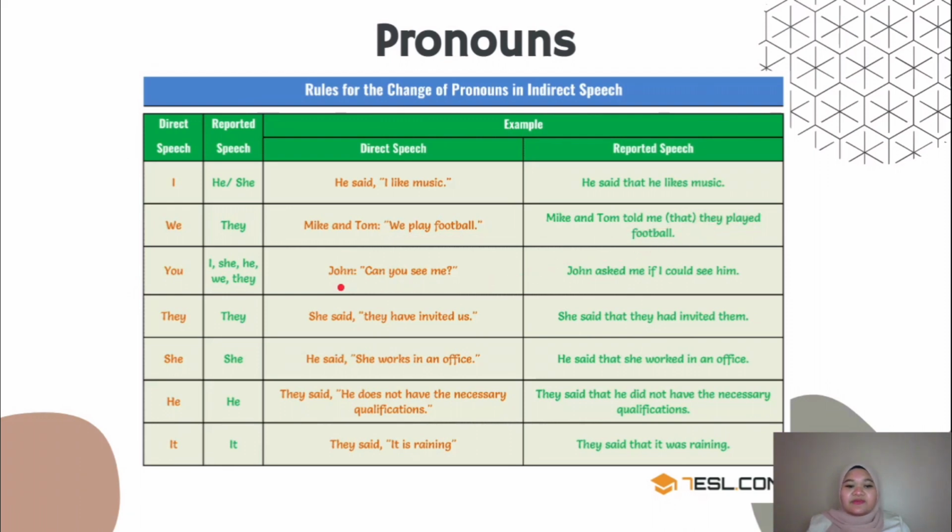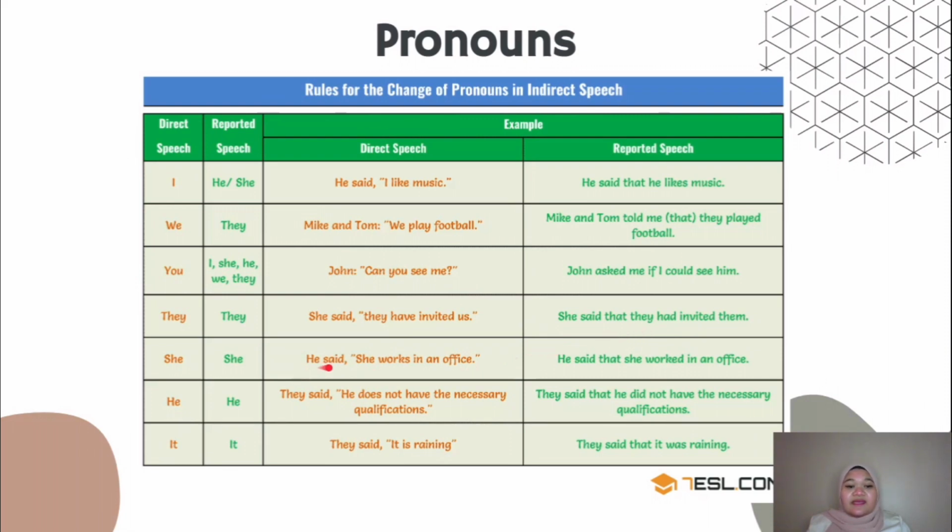Number 3, John: "Can you see me?" However, in reported speech: John asked me if I could see him. Number 4, she said, "They have invited us." When it comes to reported speech: she said that they had invited them. Can you see? The pronouns remain the same. There are no changes at all, which is they with they.